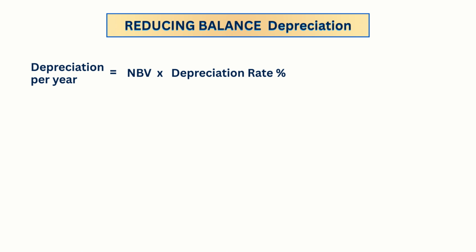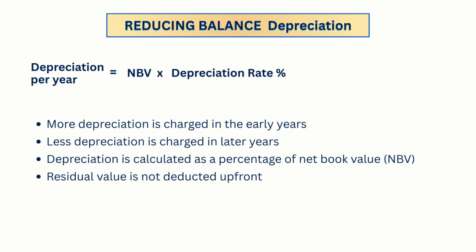The calculation uses a depreciation percentage rate, not a fixed amount. This means the depreciation charge changes every year. More depreciation is charged in the early years and less depreciation is charged in later years. Residual value is not deducted at the start. With reducing balance, the residual value is something we expect, not something we build into the calculation from day one.